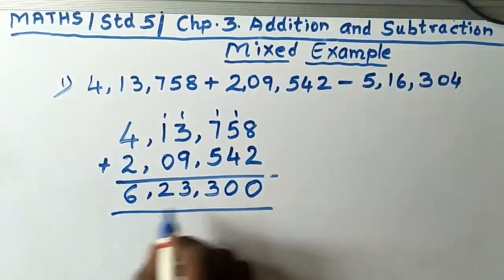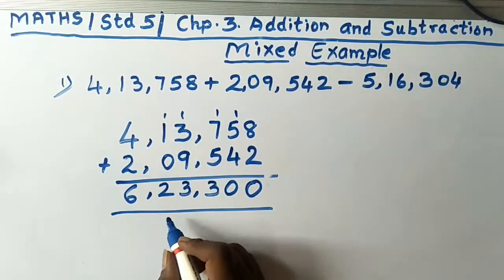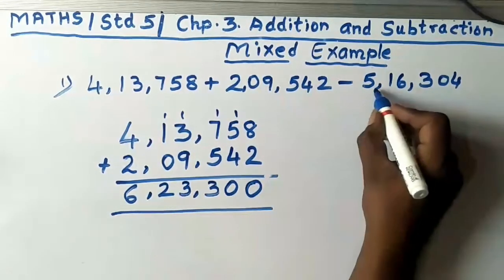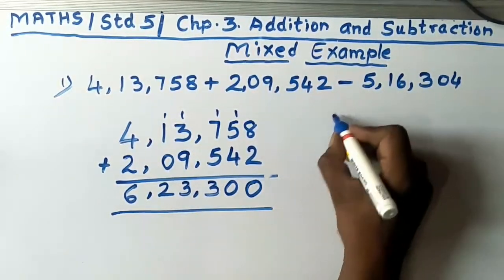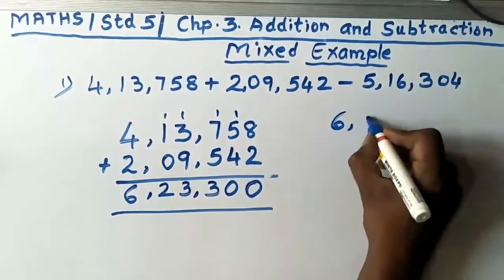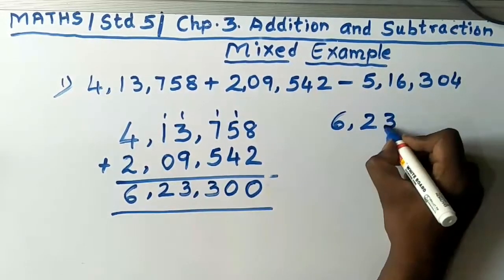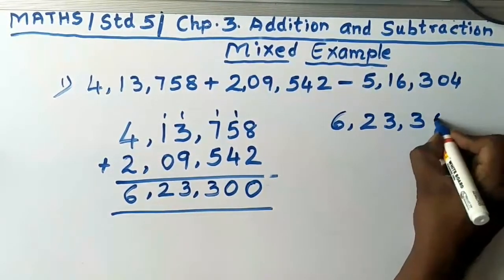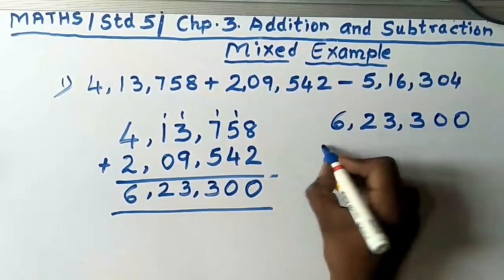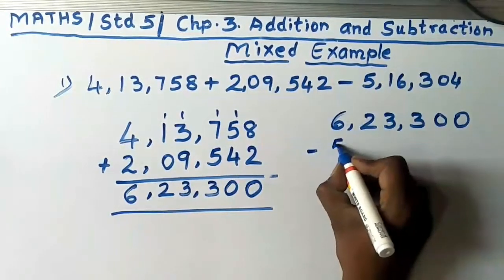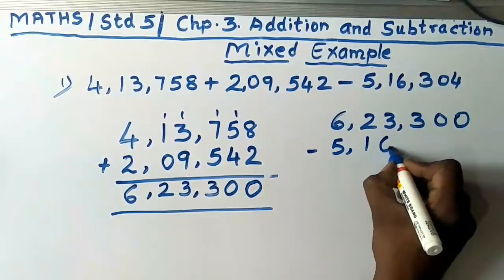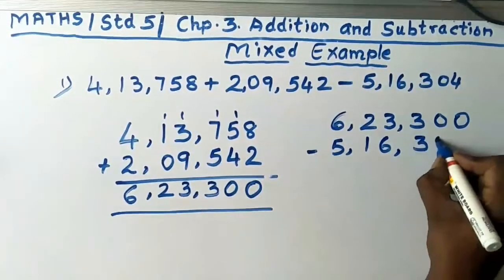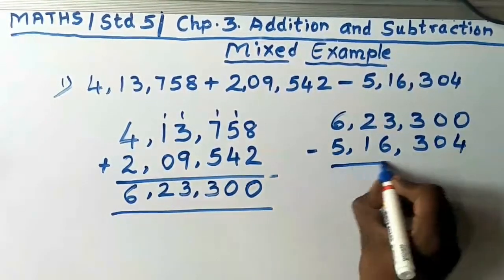Now this is the number which you got from the addition. Now this number you have to subtract. So I'll write this number over here: 6 2 3 3 0 0 minus 5 1 6 3 0 4. Let us subtract.